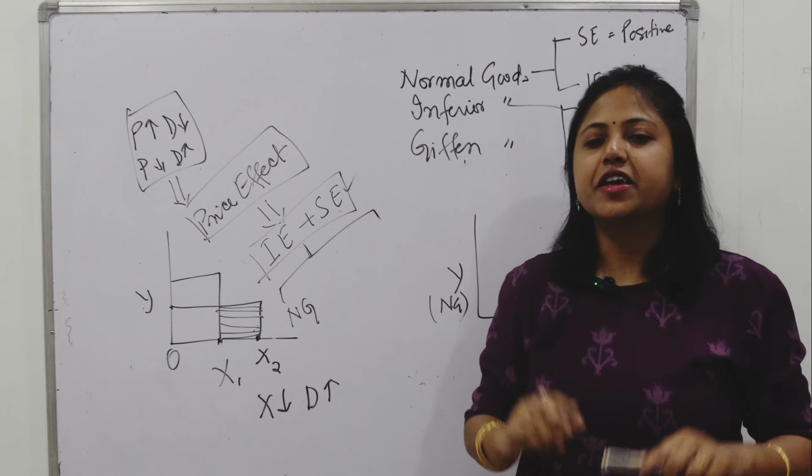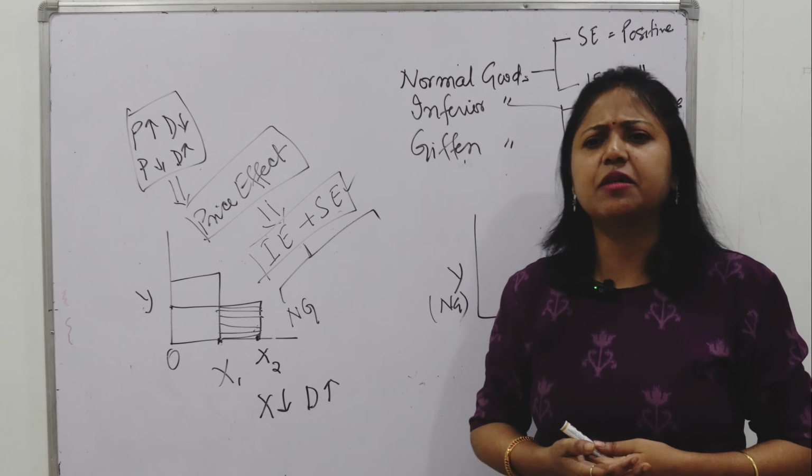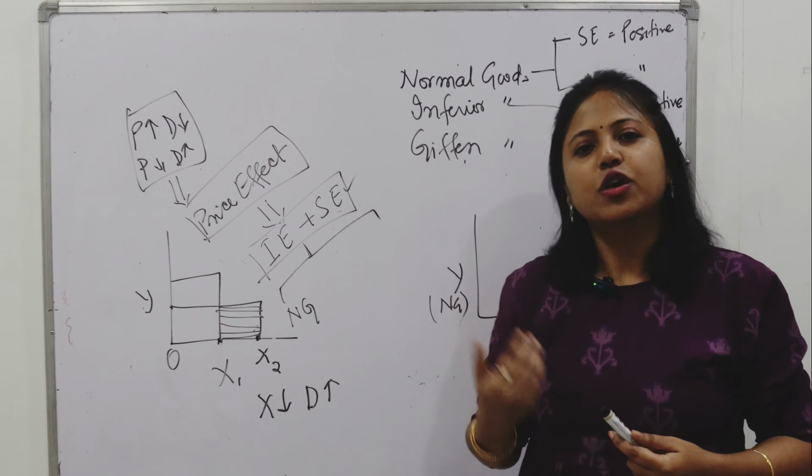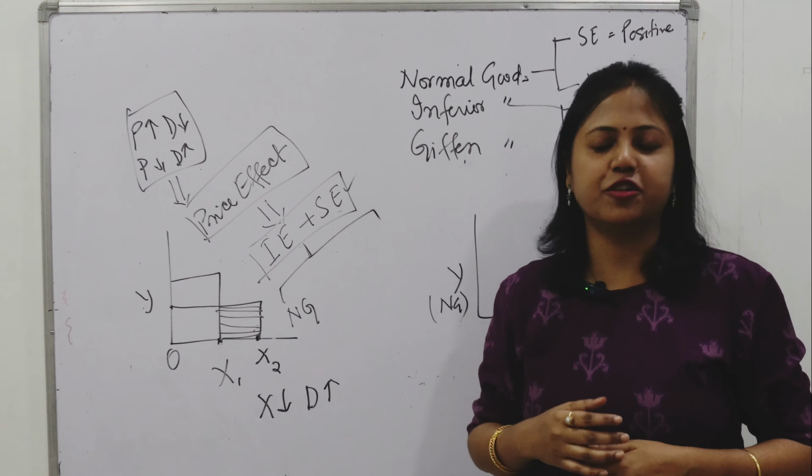For example, if I am traveling by public transport, because I have less income, I cannot buy a car, so the transport that I am using, let us consider to be an inferior good.